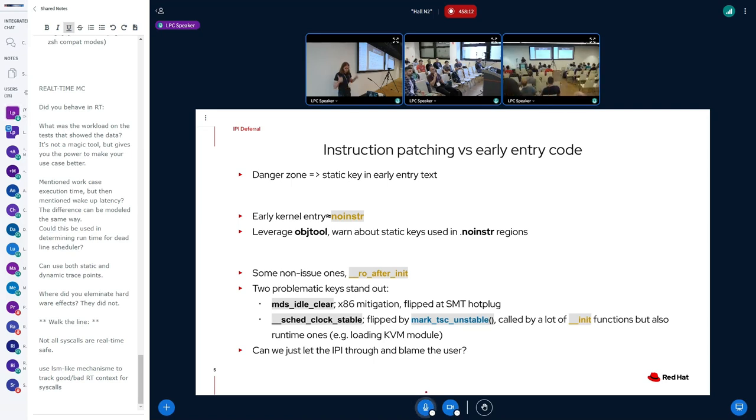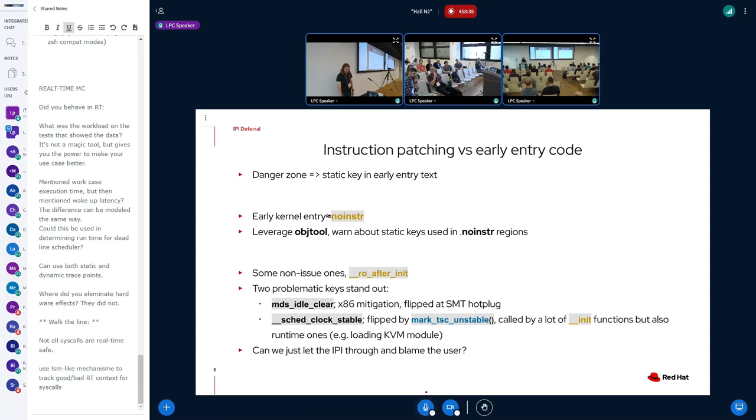One is mitigations, MDS idle clear, which gets modified whenever we do SMT hot plug, because as I understand, the mitigation for MDS only needs to happen when you have SMT. So if you end up in a state where you've hot plugged all of your hyper threads out, then we disable this so we don't have the cost of the mitigation anymore.